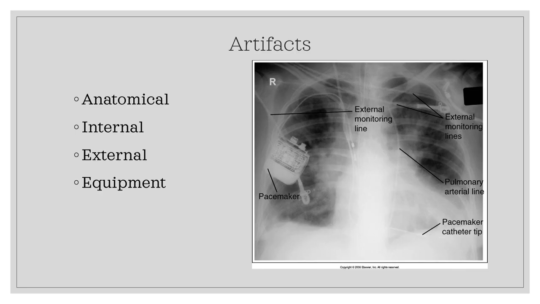Artifacts. An artifact is an undesirable structure or substance recorded on an image. Anatomical: any anatomical structure that could have been removed. Internal: within the patient, cannot be removed. Example, pacemaker, IM rod, or hardware. External: outside the body. Example, jewelry, dentures, hairpins, monitor leads. Equipment: IR is backwards or the grid.